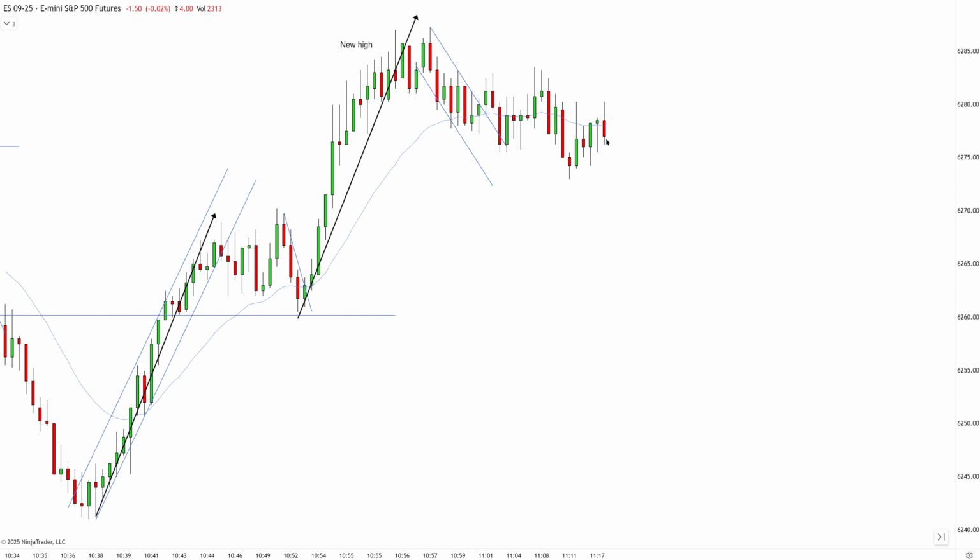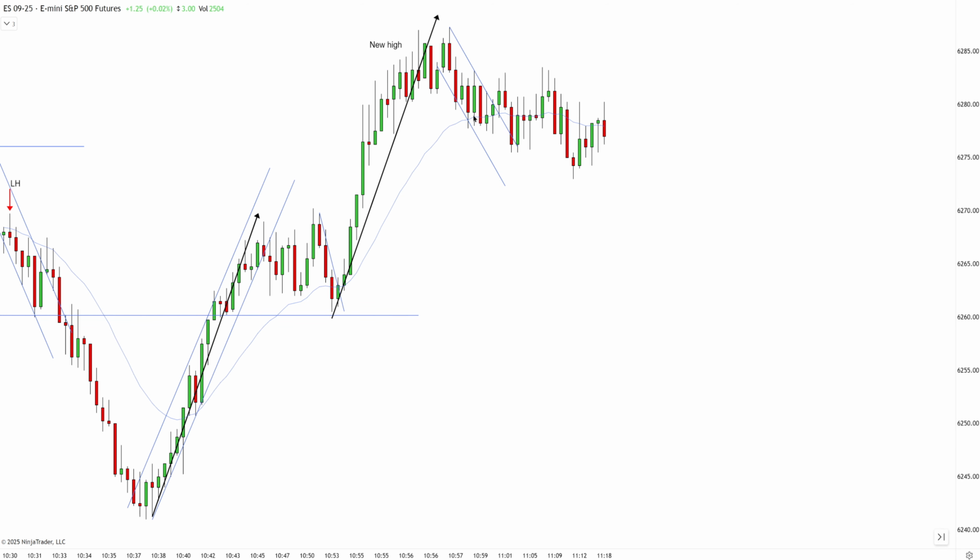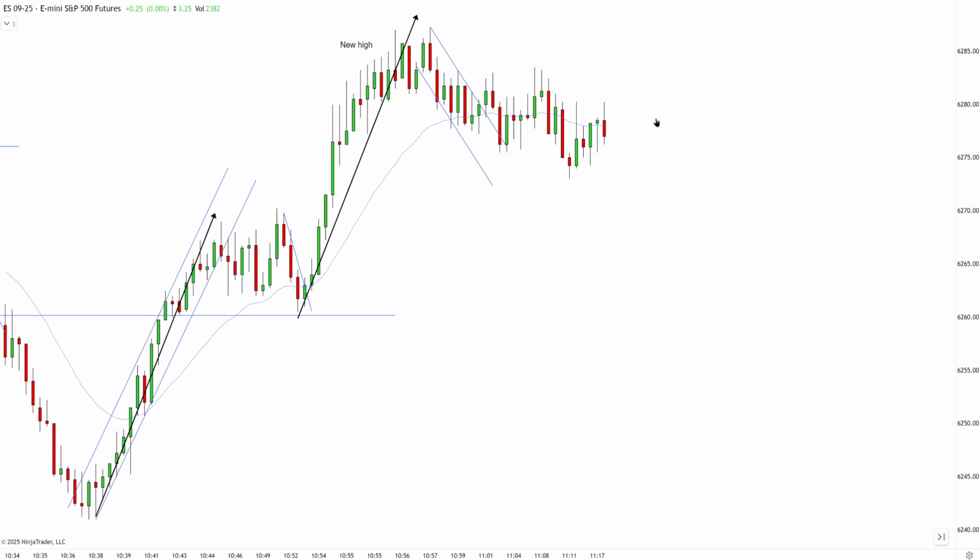You know, second entry short, but the problem is, we're not pattern traders. We cannot be looking for second entries while the structure is this choppy, okay? There are too many conflicting variables. So I've got to be really careful here.